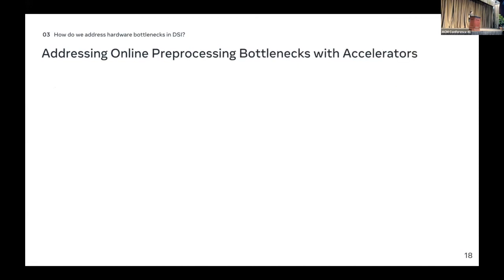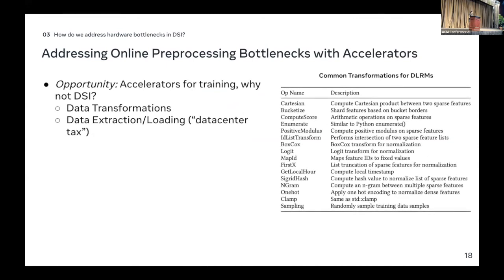Next, let's look at the reader tier, right, for online preprocessing. And the obvious thing that comes to mind is, well, if we use accelerators for training, why not for DSI? And there's 2 areas that we think this could be applicable, right? First is data transformations. So the table to the right is showing just a list of some common preprocessing transformations that we use for DLRMs.